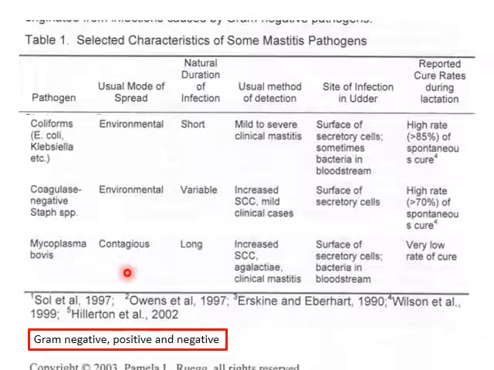Mycoplasma bovis is a kind of amorphous bacteria. It doesn't really have an outer shell, so penicillin can't disrupt the shell and kill it. So we're looking at something that's very contagious, very long lasting. You've got high somatic cells. You've got colonization of the udder and then throughout the body. And the cure rate associated with this is very, very low. If it runs through your herd, you have my deepest sympathies because probably the only way you're going to get rid of it is to start culling animals.